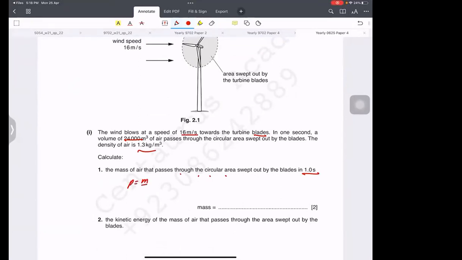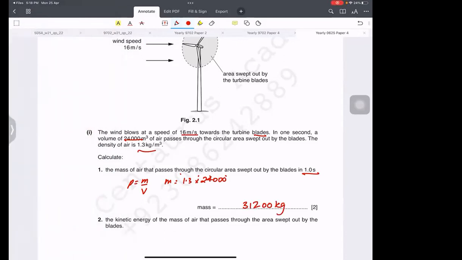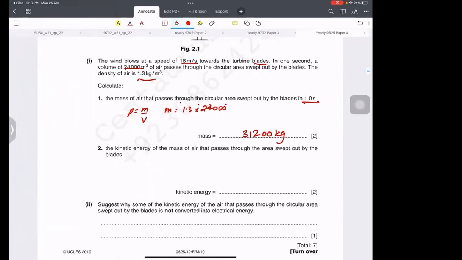So density is mass over volume. And now 1.3 times 24000, like that. That would be 31200 kg. Wow. That's a lot of air. Okay, the kinetic energy of the mass of air that passes through the area swept out by the blades.